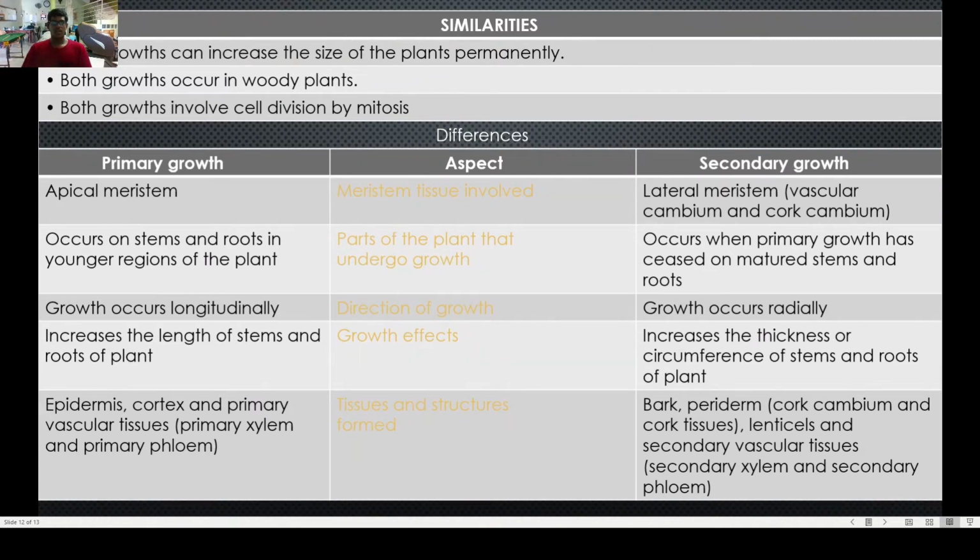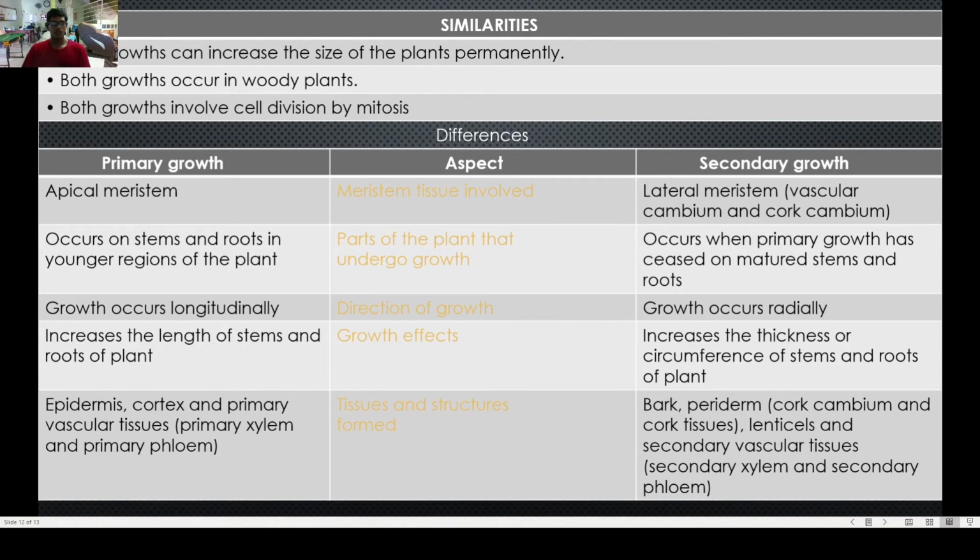Primary growth: apical meristem. Except for meristem tissues involved. Secondary growth: lateral meristem, vascular cambium and cork cambium. Primary growth occurs on stems and roots in younger regions of the plant. Aspect: part of the plant that undergoes growth. Secondary growth occurs when primary growth has ceased, on matured stems and roots.